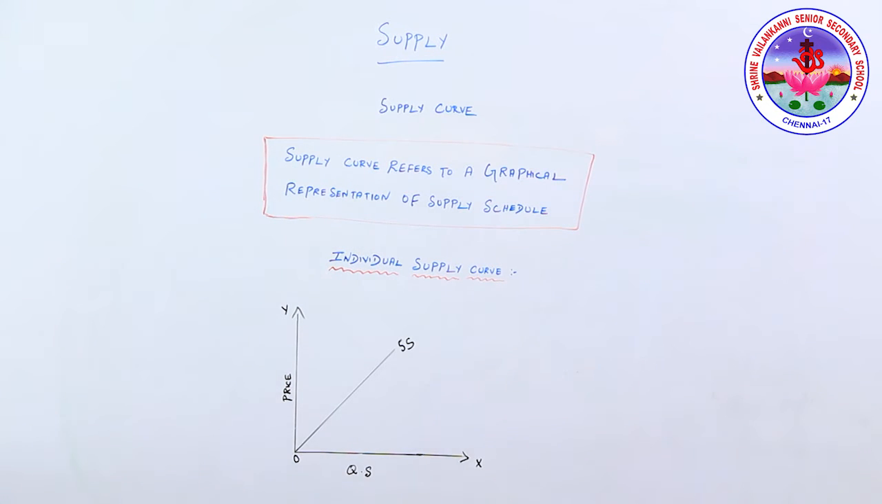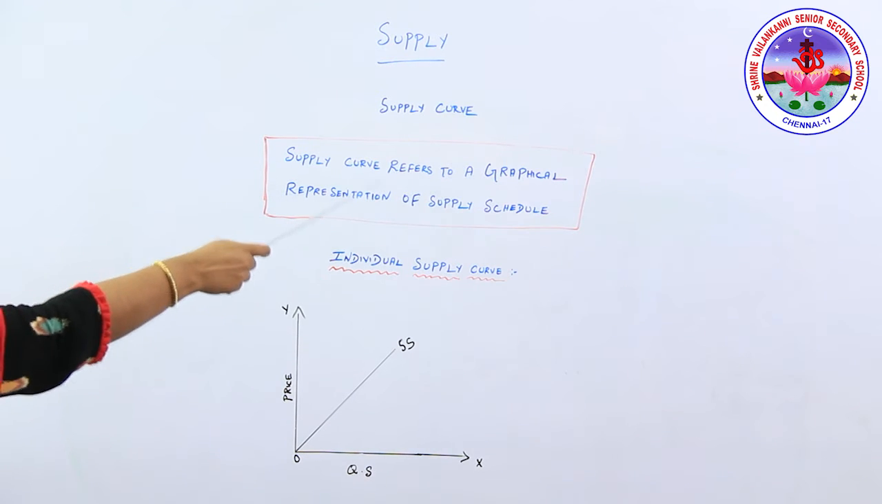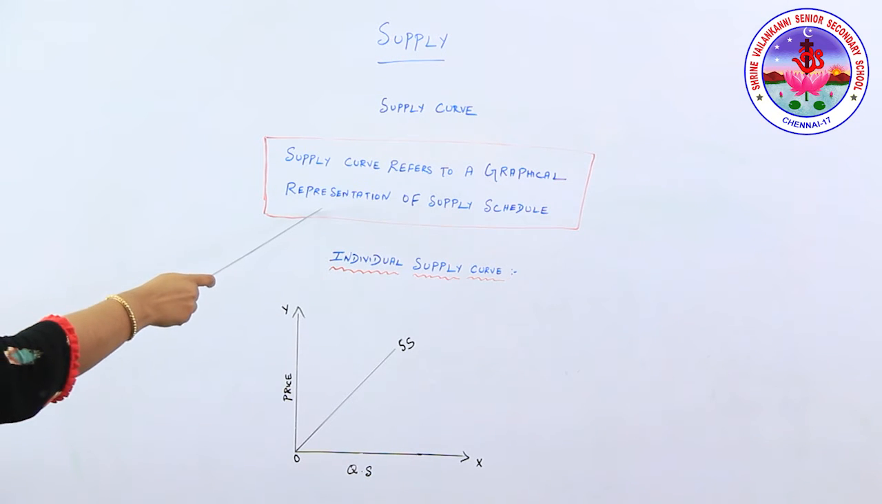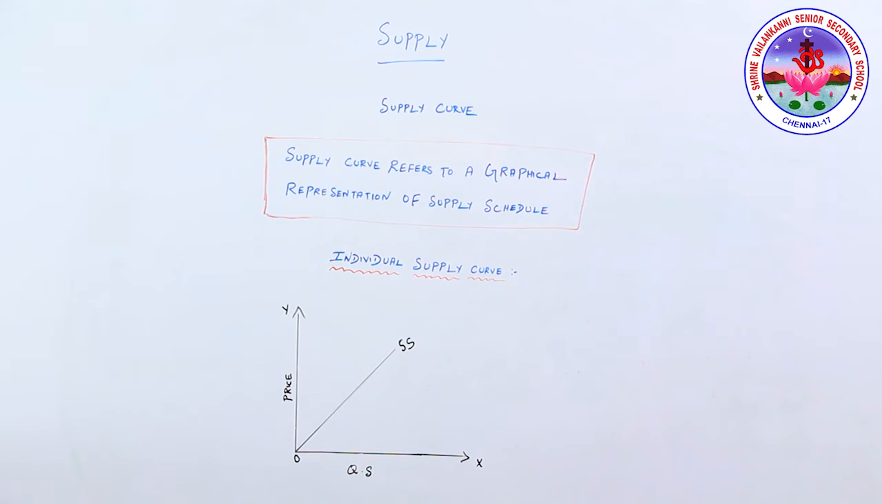What is the supply curve? Supply curve refers to a graphical representation of supply schedule. It is the locus of all the points showing various quantities of a commodity that a producer is willing to sell at various levels of price during a given period of time, assuming that there are no changes in the other factors. The supply curve is of two types. One is the individual supply curve and the second one is the market supply curve.